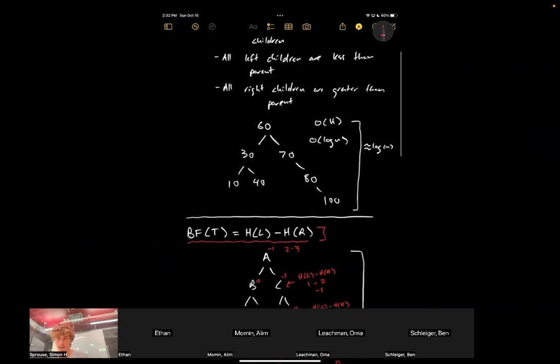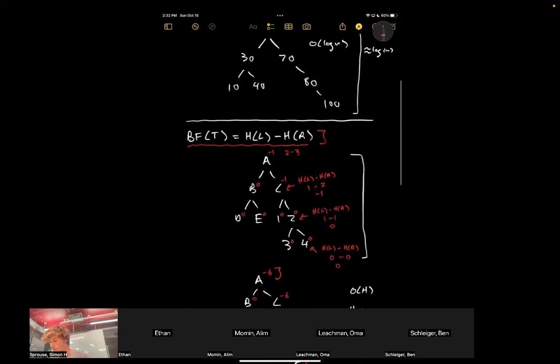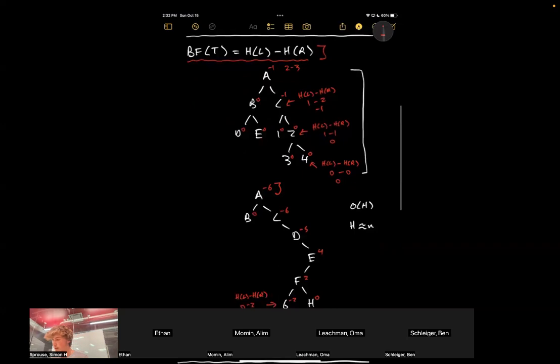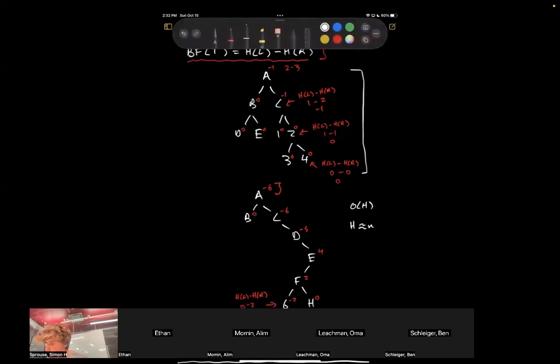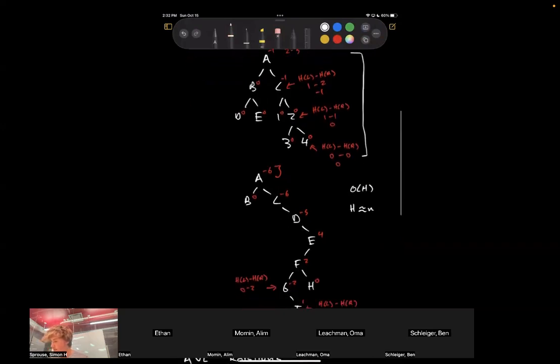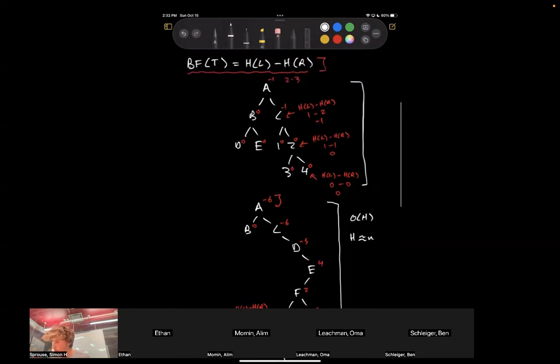Because we have decided that the height of the tree is very important, we can control the height of the tree by making sure that the tree is balanced. We formalize the definition of balance with AVL as this balance factor, which is height of the left subtree minus height of the right subtree. As you can see, we had an intuitive example here in which a quote-unquote good tree ends up being balanced according to the formal definition, and then your quote-unquote bad tree is relatively imbalanced according to the definition.